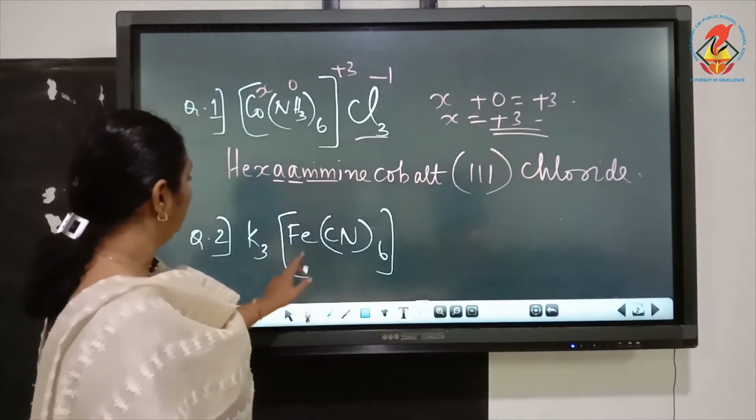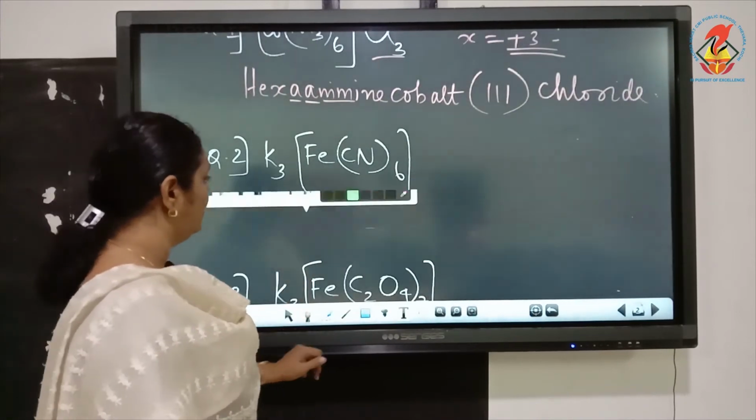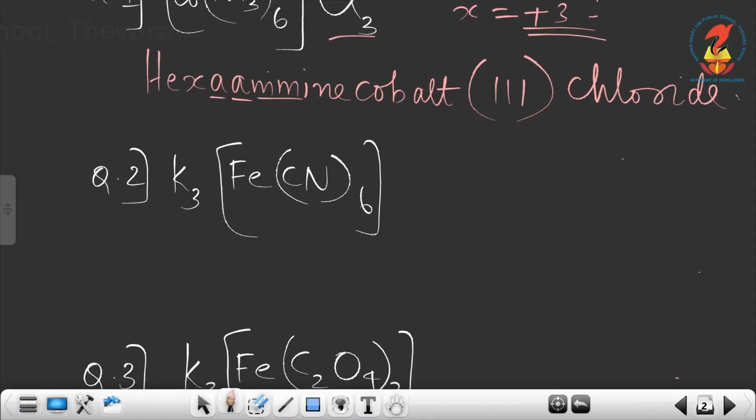Now let's see the second compound, K3[Fe(CN)6]. Here the counter ion is potassium, and iron is the central atom. You have to find the oxidation number. Cyanide ion charge is -1. Potassium +1 into 3 is +3, so the charge on the complex ion is -3. Let's calculate the oxidation number of iron: X - 6 is equal to -3, so X will be equal to +3.